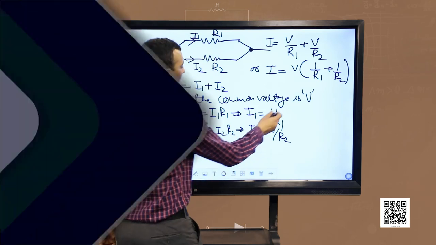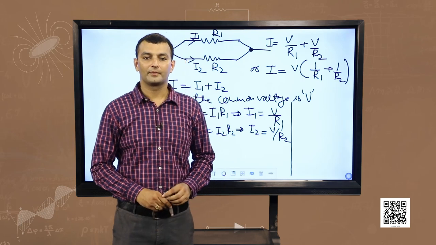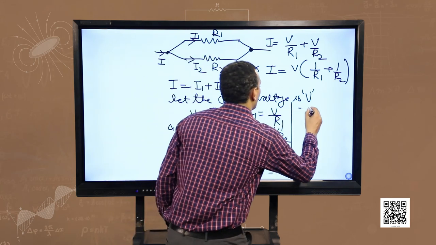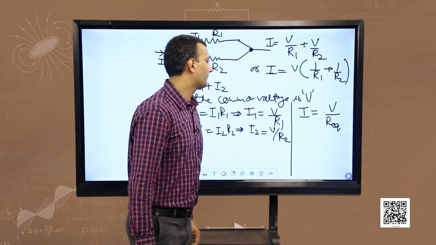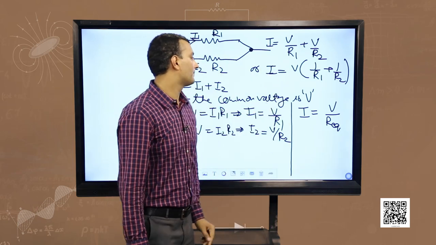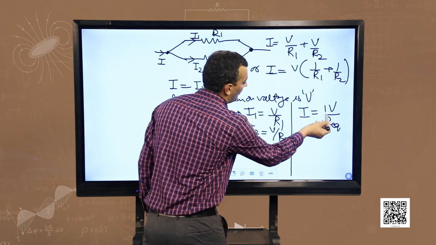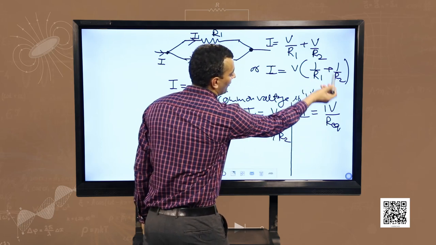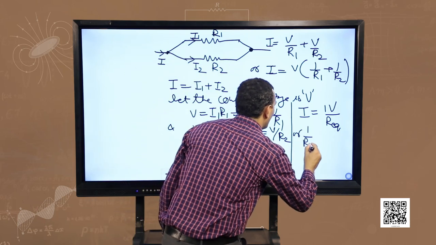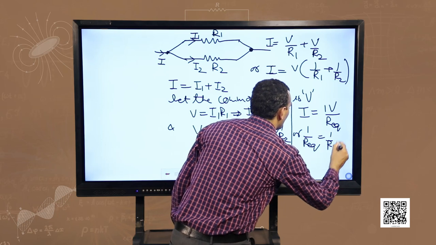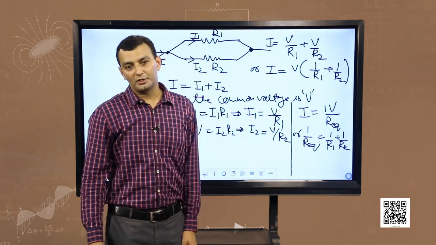If the combination was replaced by an equivalent resistance R equivalent, we would have by Ohm's law I equal to V upon R equivalent. So, by comparing these two equations, we can easily see that in place of 1 upon R equivalent, we have 1 upon R1 plus 1 upon R2. So, on comparison, 1 upon R equivalent becomes 1 upon R1 plus 1 upon R2. This is the formula for the parallel combination of two resistors.